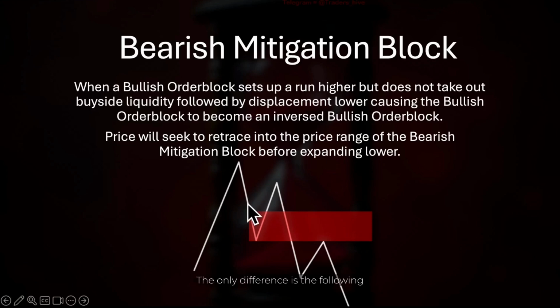The only difference is that the bearish mitigation block does not set up a run above the high before the low formation took place. Notice that the market expanded higher, but it formed a lower high relative to this high. Therefore, the moment that price trades below this low, we expect that this final down close candle is going to function as resistance on price because it's going to function as a bearish mitigation block. Again, ideally we would like to see a bearish fair value gap form throughout this displacement leg towards the downside.